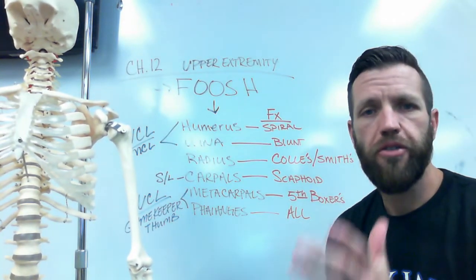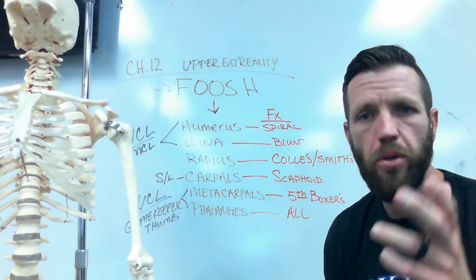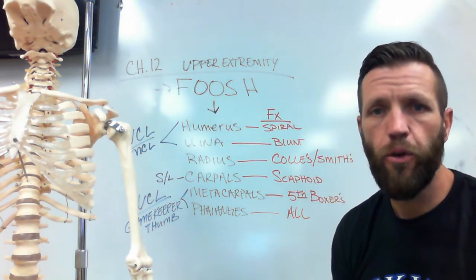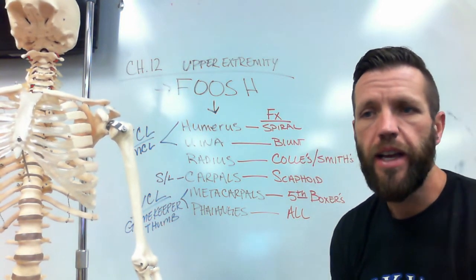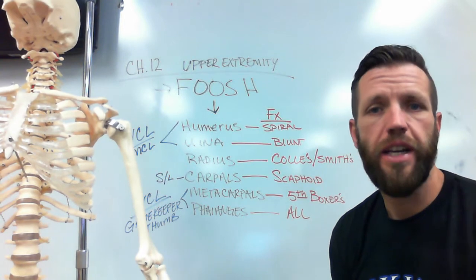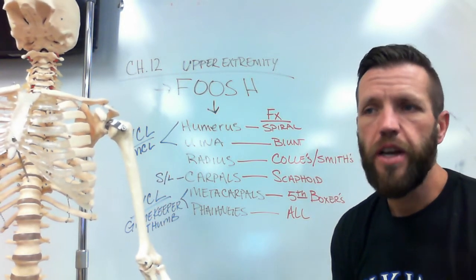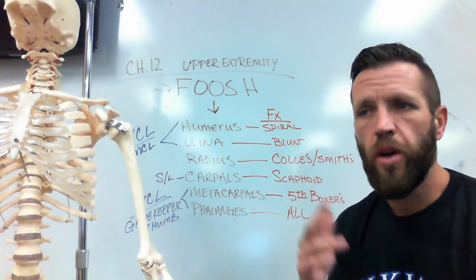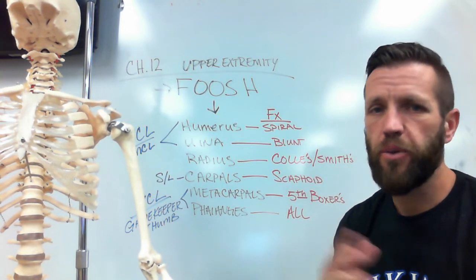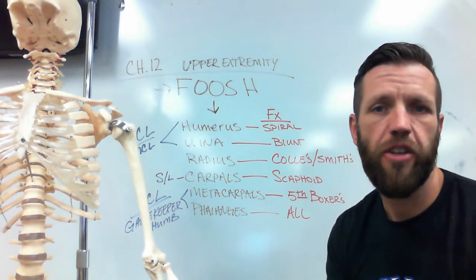Fell on an outstretched hand, had typical symptoms of a scaphoid fracture. We sent him for an x-ray the day of injury, and he came back and he said no fracture. Had pain for weeks and weeks and weeks after the incident. We sent him back and they said, yeah, he did have a fracture.